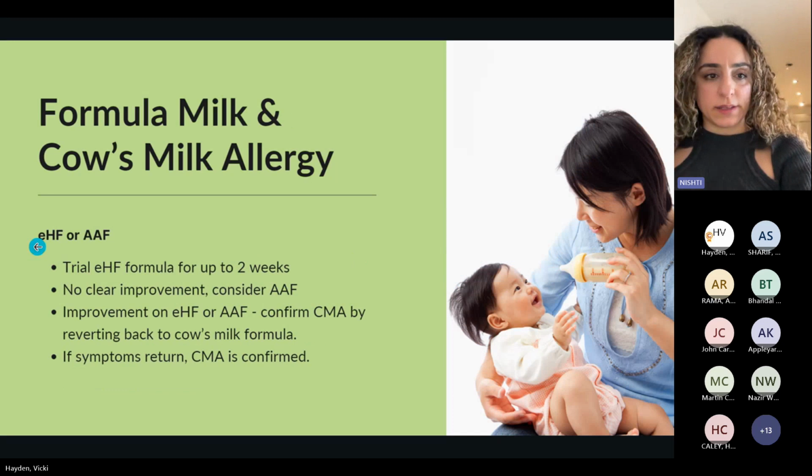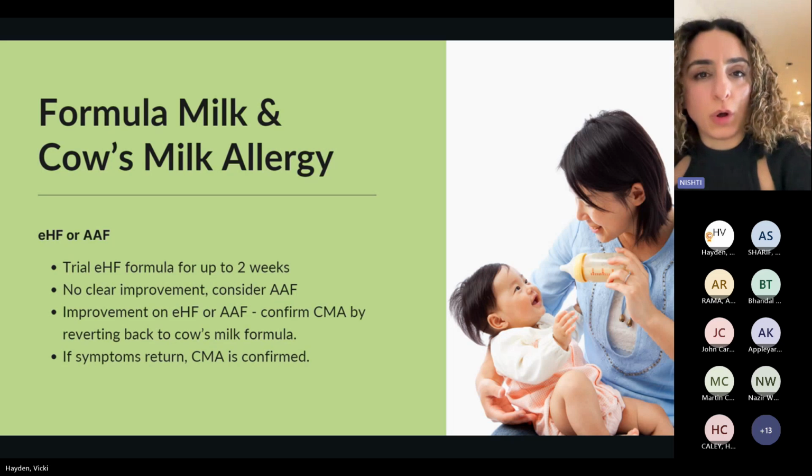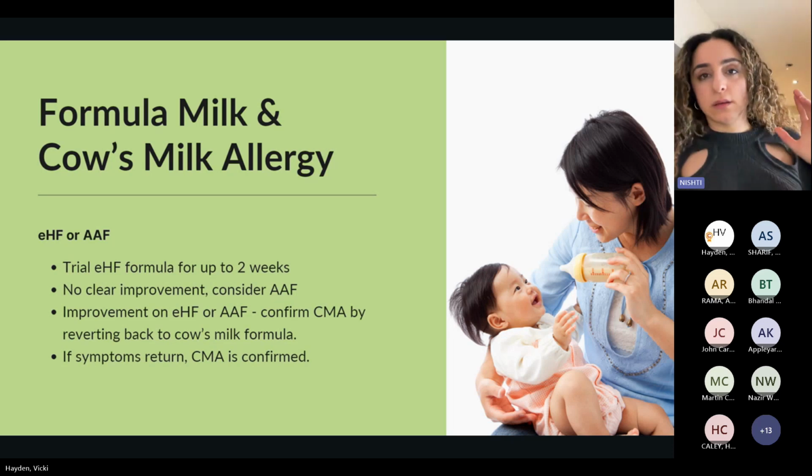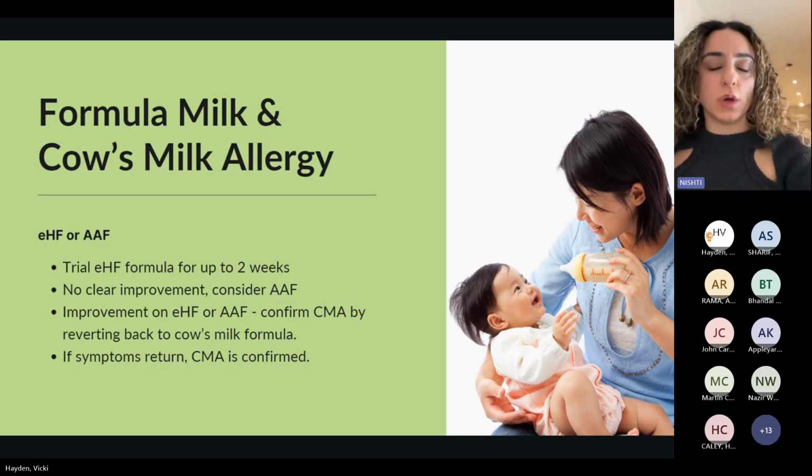And I think I've explained this already. For a formula-fed infant, you will do 2 weeks and then trial extensively hydrolyzed formula for 2 weeks. Now, what we can also do at times is try an extensively hydrolyzed formula for 2 weeks. If symptoms haven't improved and they have suspected mild non-IgE cow's milk allergy, you may try another extensively hydrolyzed formula before you prescribe an amino acid formula. Unless the child has really severe atopic eczema, you would, as per guidelines, go on to an amino acid formula.